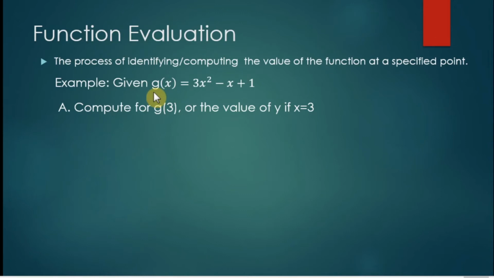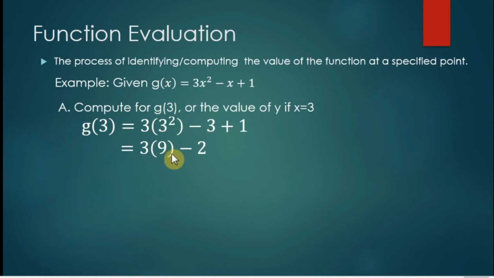The name of that function is g. Our independent variable is still x. This time, we're going to compute for g of 3, or the value of the function if we substitute 3 in place of x. We follow our function, so we have 3 times, instead of x squared, we change x to 3, so we have 3 squared. Minus, this is minus x, but instead of minus x, we change that into 3, so we have minus 3 plus 1. Simplifying, 3 squared is 9, and negative 3 plus 1 is negative 2. Multiplying 3 and 9, we have 27, and if we subtract 2, the result would be 25.